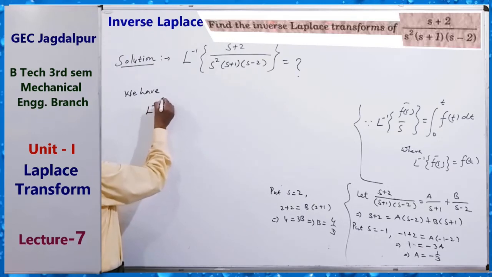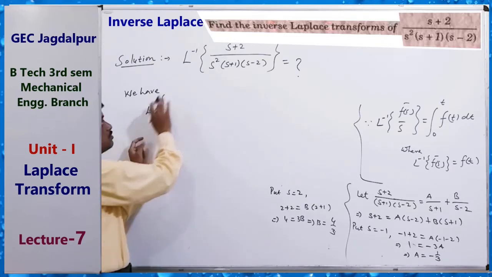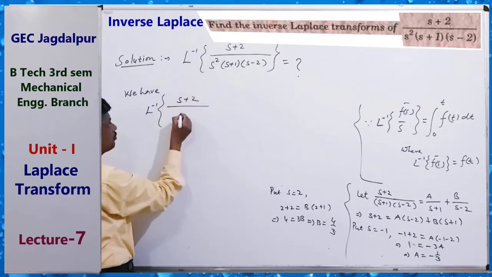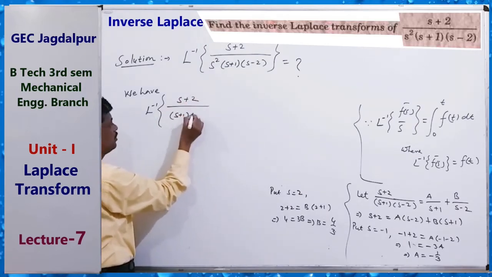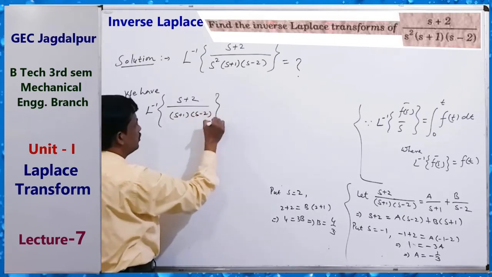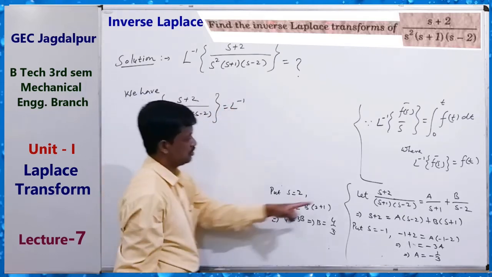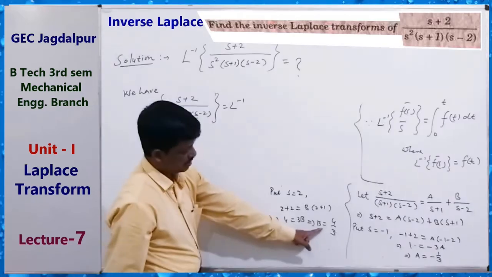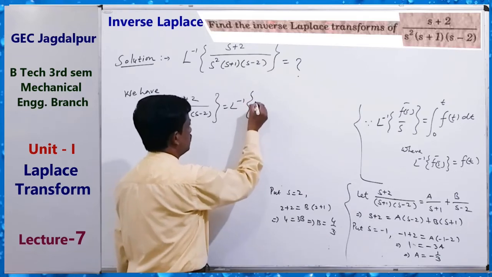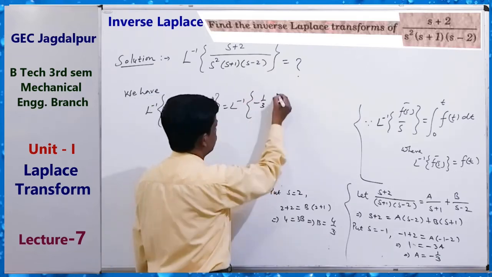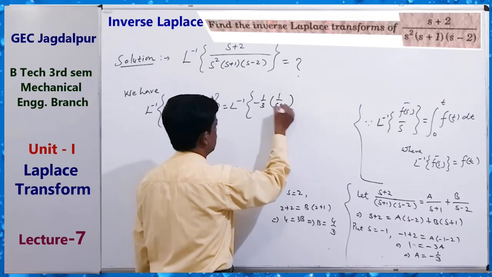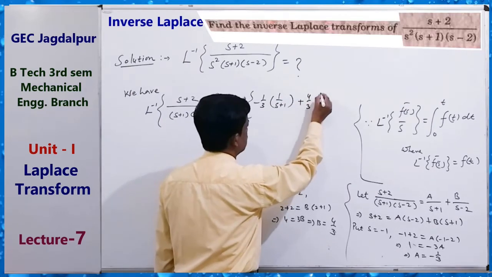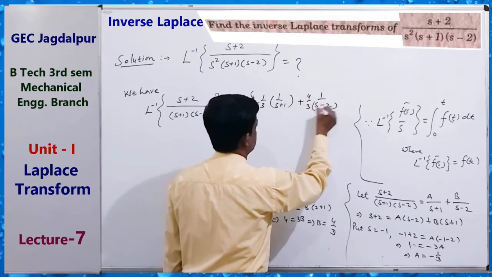So we can write the inverse Laplace transform of this portion only, (s plus 2) by (s plus 1)(s minus 2), equals the inverse Laplace of a by (s plus 1) plus b by (s minus 2). Here a means minus 1 by 3, b means 4 by 3. So minus 1 by 3 times 1 upon s plus 1, plus 4 by 3 times 1 upon s minus 2.